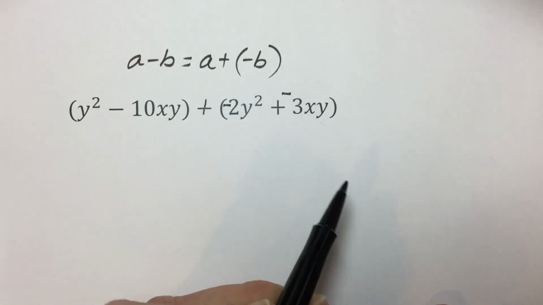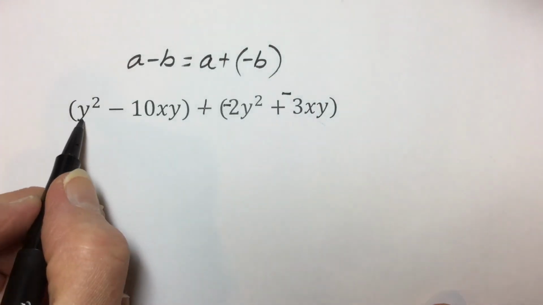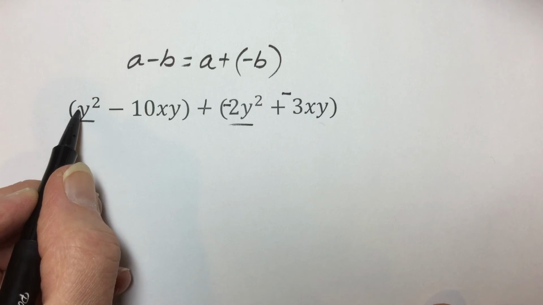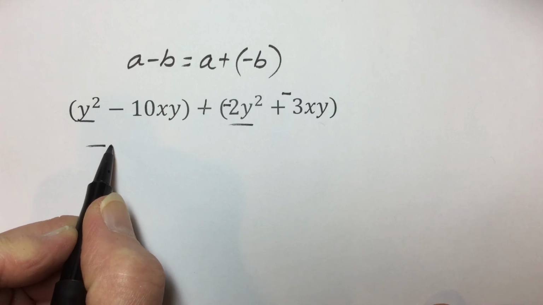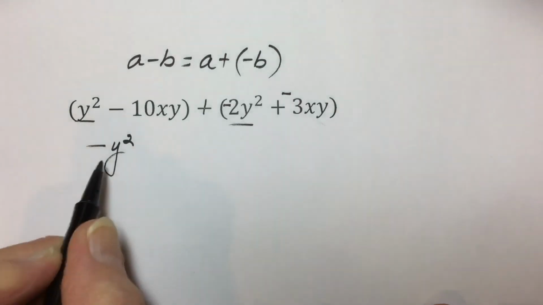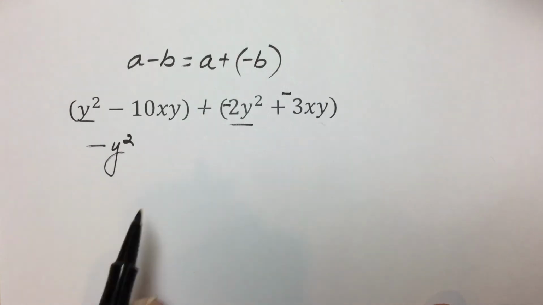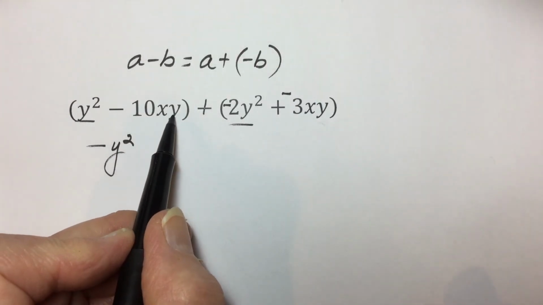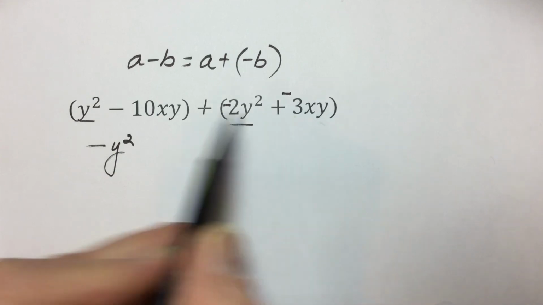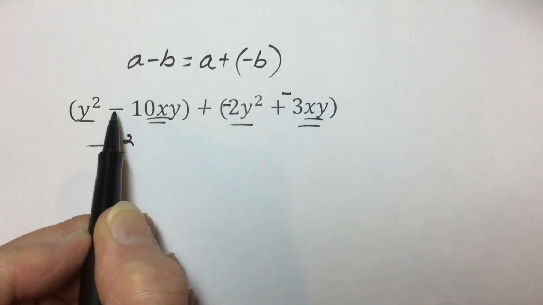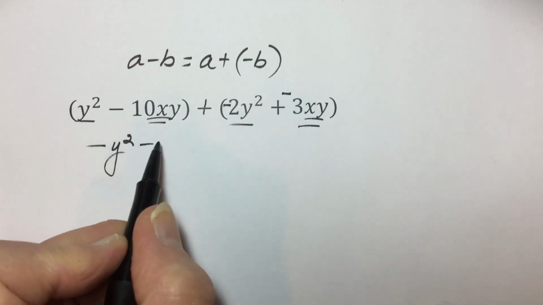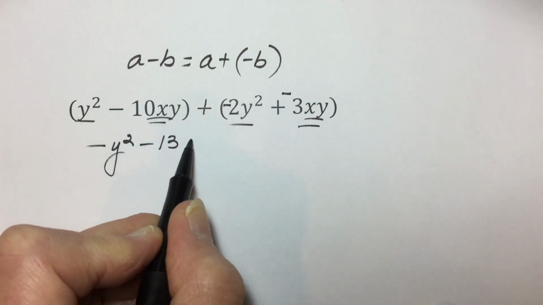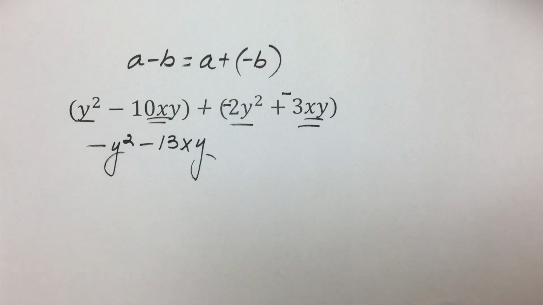Then we're at the stage of adding polynomials, where combining like terms, 1y squared plus -2y squared leaves a -1y squared. The 1 is implied or understood to be there. We have an xy term here and an xy term, so these are similar terms. -10 plus -3 results in -13xy, for our final solution for this subtraction of polynomials in more than one variable.